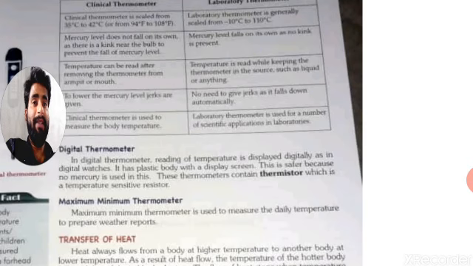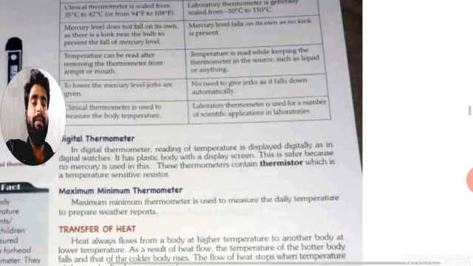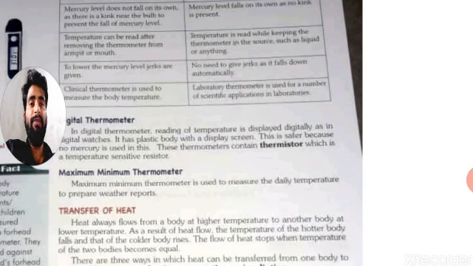In a digital thermometer, the reading of temperature is displayed digitally, as in digital watches. It has a plastic body with a display screen, and this is safer because no mercury is used in the digital thermometer. This thermometer contains a thermistor, which is a temperature sensitive sensor. That means a sensor is used in a digital thermometer. Maximum minimum thermometer is used to measure the daily temperature to prepare weather reports. For preparing the weather reports, maximum minimum thermometer is used.